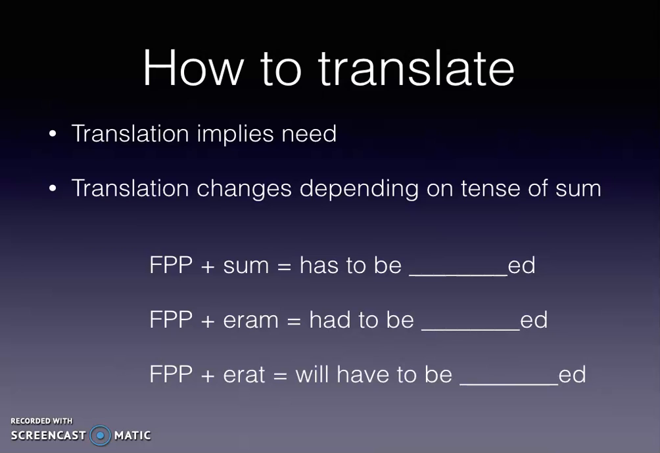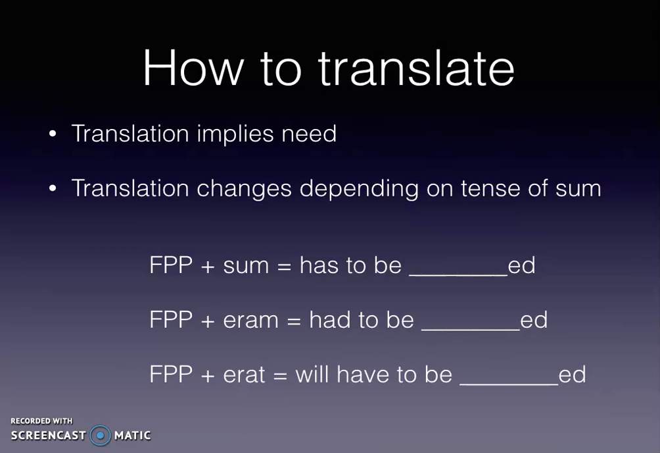So in Latin, future passive participle, which is the one ending in ndus, nda, ndum, plus sum, translation is going to be has to be verbed. If we add eram, the imperfect of sum, we would say had to be verbed because it's expressing that something had to happen in the past.